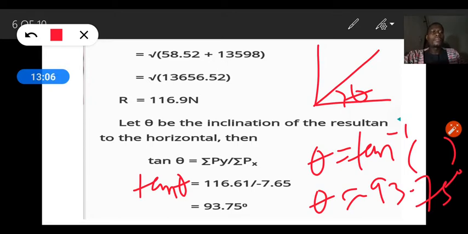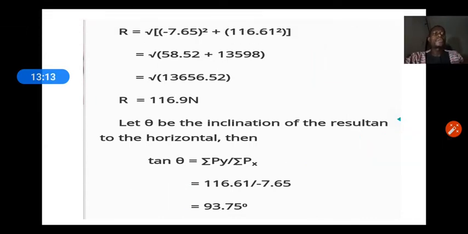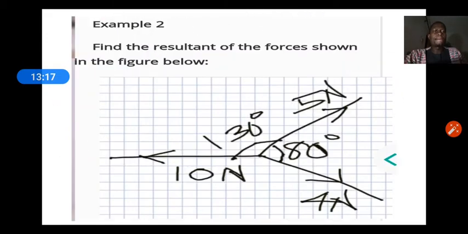Okay, I believe we have done justice to this particular question. Let's forge ahead. Can we quickly look at the second example?